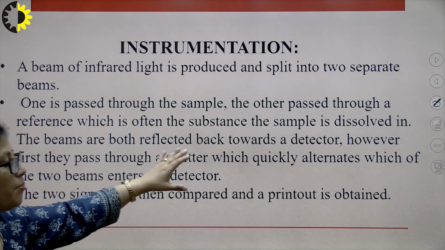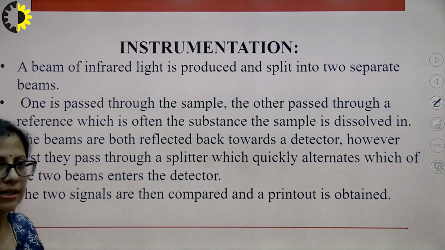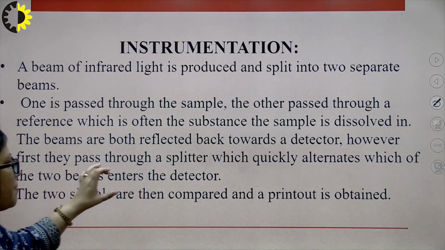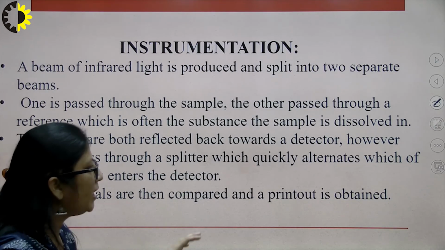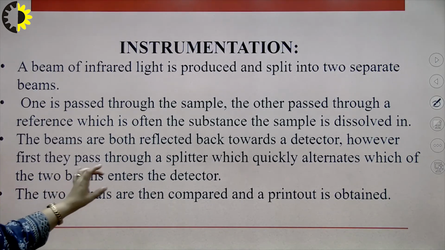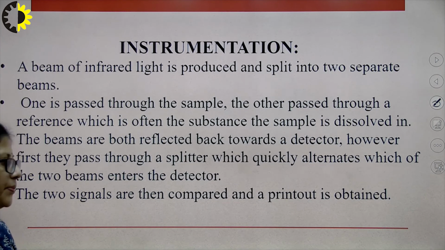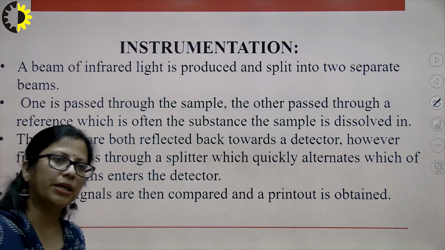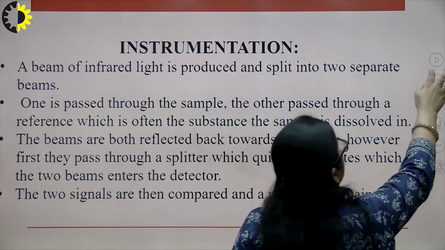The beams are both reflected back towards a detector. However, first they pass through a splitter which quickly alternates which of the two beams enters the detector. The two signals are then compared and the printout is obtained.